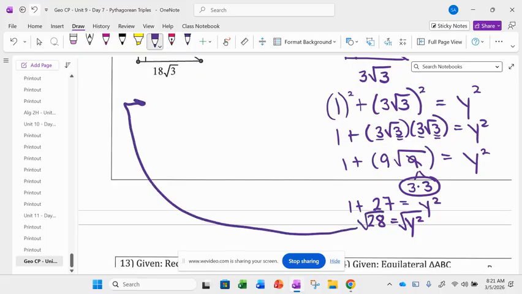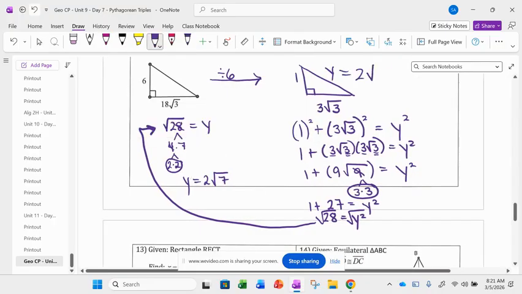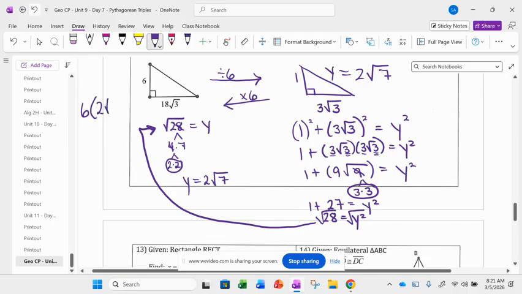Now we square root. I'm going to bring it over here because I'm running out of space. So now I have the square root of 28 equals y. I'm going to break this down into 4 and 7. 4 becomes 2 and 2. So we end up with y equals 2 root 7. This is not my answer. This is y equals 2 root 7. What do I have to do to get back to my answer? Jay? Multiply by 6, because we divided by 6. Now we have to multiply by 6. So I have 6 times 2 root 7 is 12 root 7. That is my missing side.